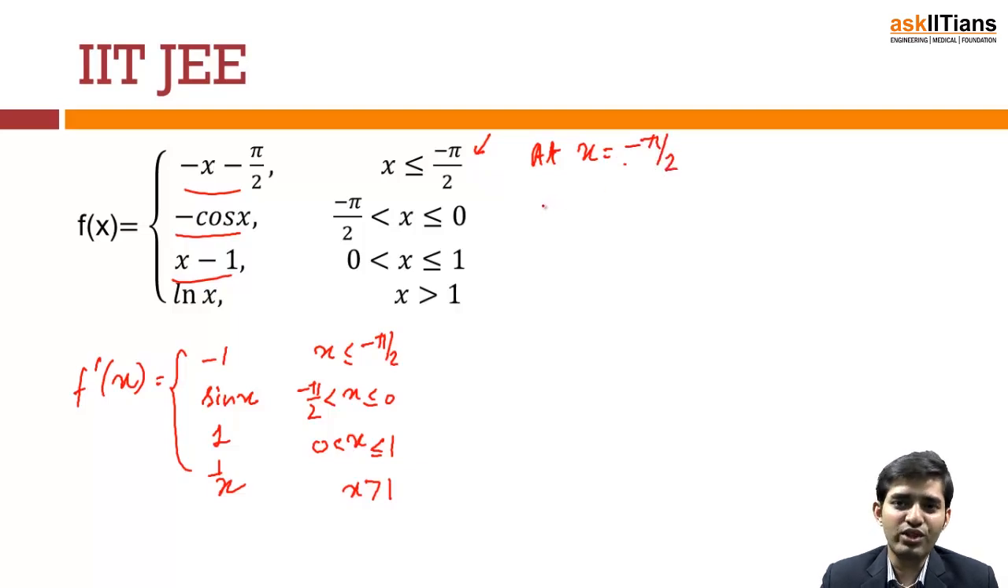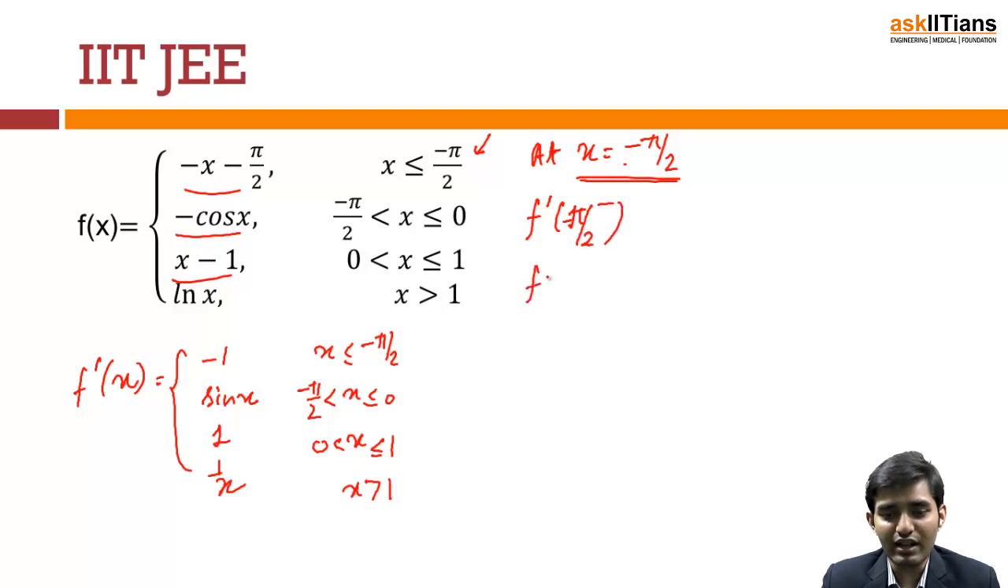Now if I want to check whether this function is differentiable or not at x equal to minus pi by 2, I will have to check for LHD and RHD, right? So left hand derivative should be equal to right hand derivative should be equal to finite. So what will be left hand derivative? Left hand derivative will be f dash minus pi by 2 minus, and right hand derivative will be f dash minus pi by 2 plus, right?